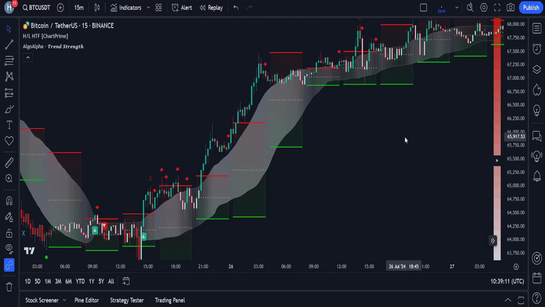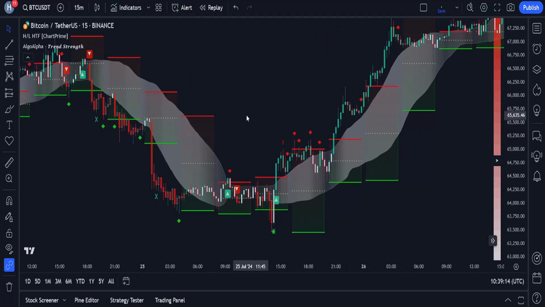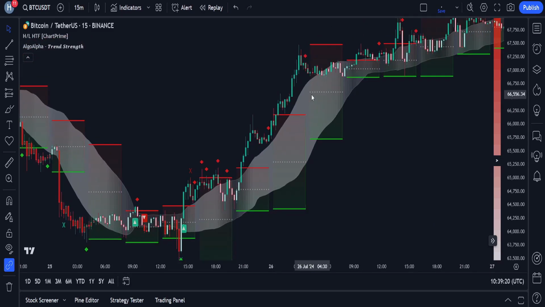This is a unique indicator that identifies trend in the market. As you can see, it has this gray trend cloud that is actually a gradient of colors. It shifts between darker shades of gray and lighter shades of gray. The lighter it is, the stronger the trend.